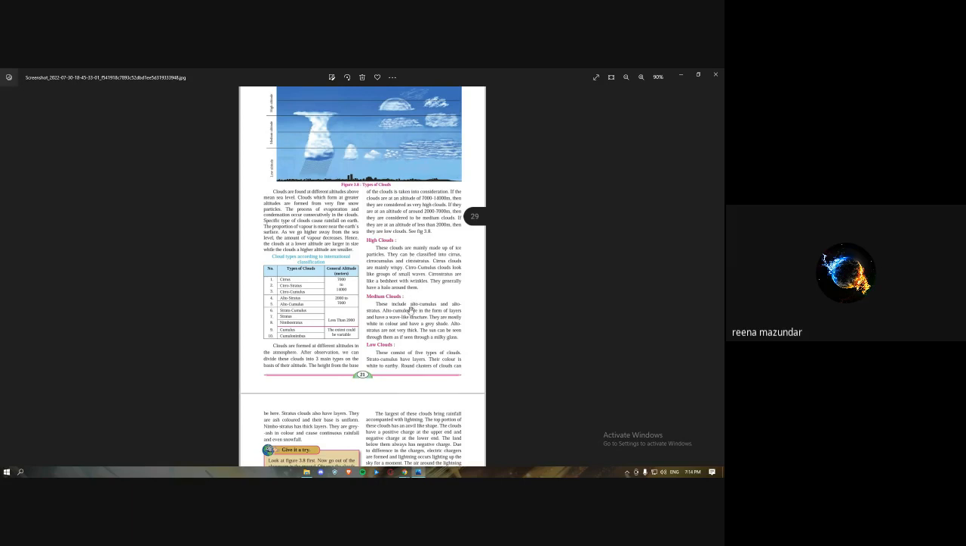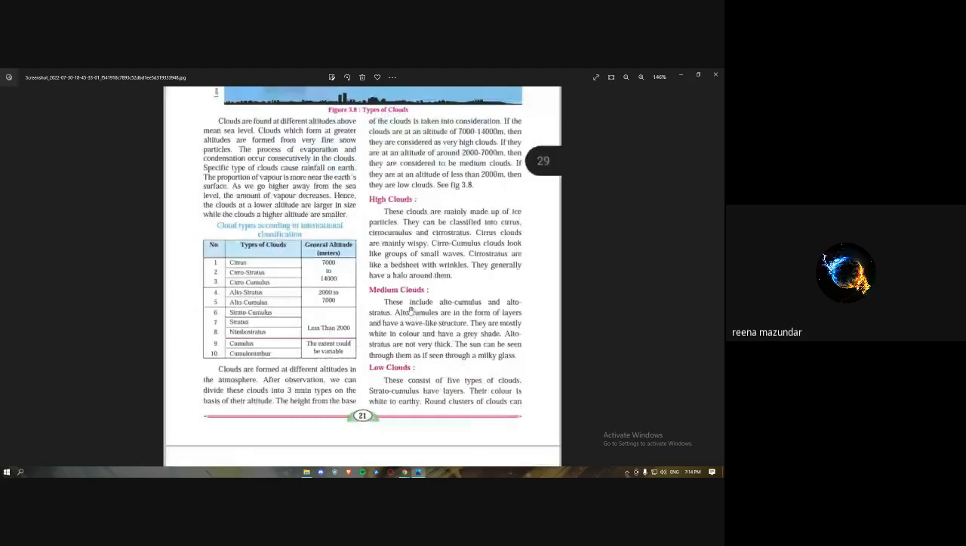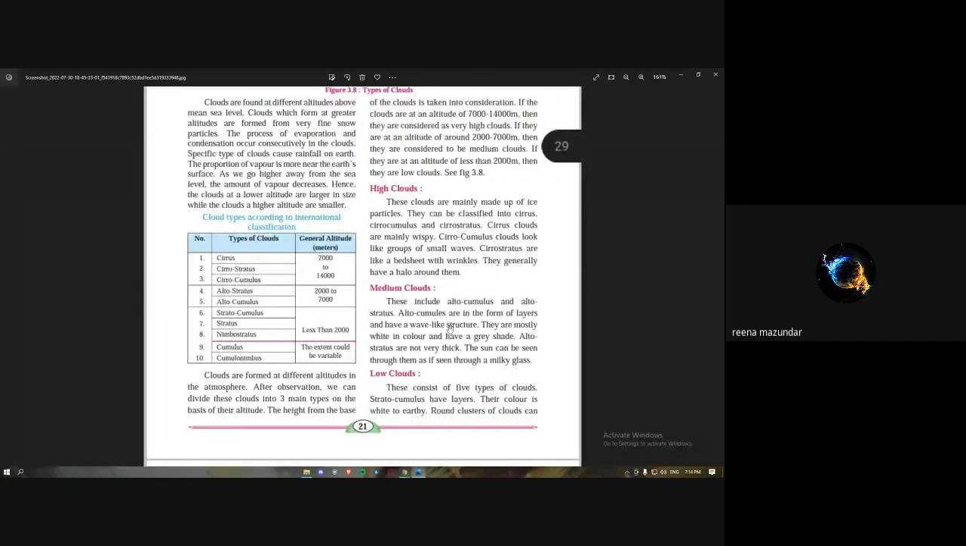Then second we have medium clouds. They include altocumulus and altostratus. So they are in the form of layers and wave-like structures. They are mostly white in color and have a gray shade. Altostratus are not very thick. The sun can be seen through them as if seen through milky glass. So the medium clouds are at a height of 2000 to 7000 meters, isn't it? They are mostly white in color, with a little bit of gray shade on them.